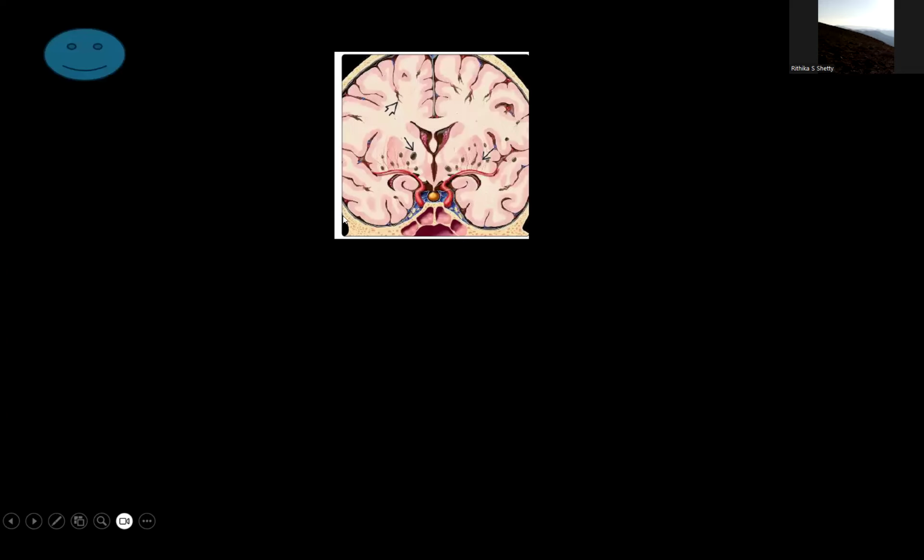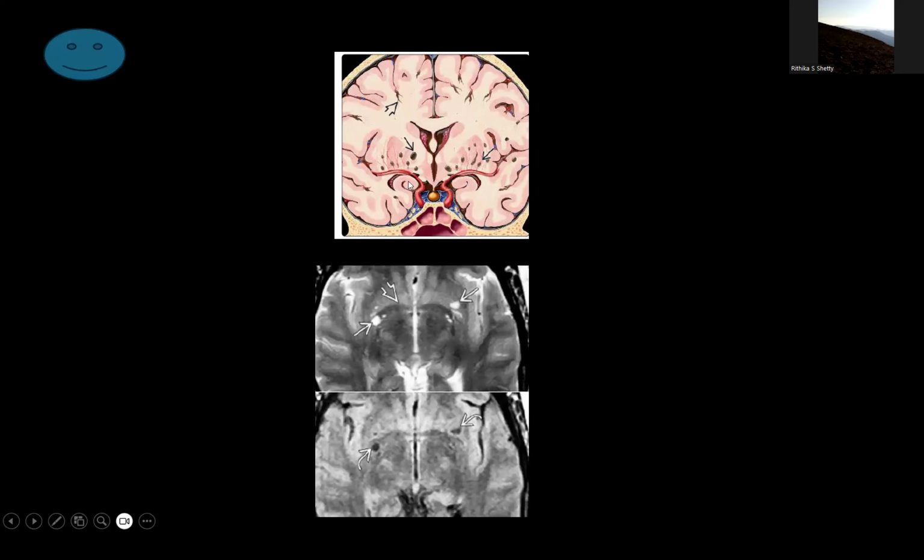Coming to the next important spotter, as I told in the beginning, these are the cystic spaces which are located mainly over the basal ganglia or subcortical white matter. The main thing is that they are mainly located along the arteries which supply it, for example, the lenticulostriate artery. So these are the cystic lesions around it.